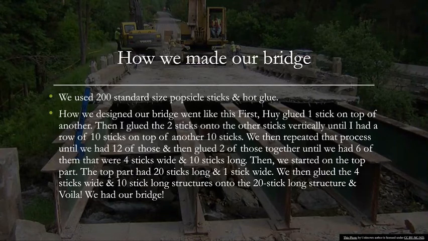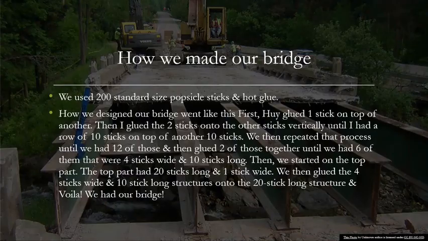We then repeated the process until we had 12 of those sticks and then glued 2 of those together until we had 6 of them. There were 4 sticks wide and 10 sticks long. Then we started on the top part. The top part had 20 sticks long and 1 stick wide. We then glued the 4 sticks wide and 10 sticks long structures onto the 20 stick long structure, and voila, we had our bridge.